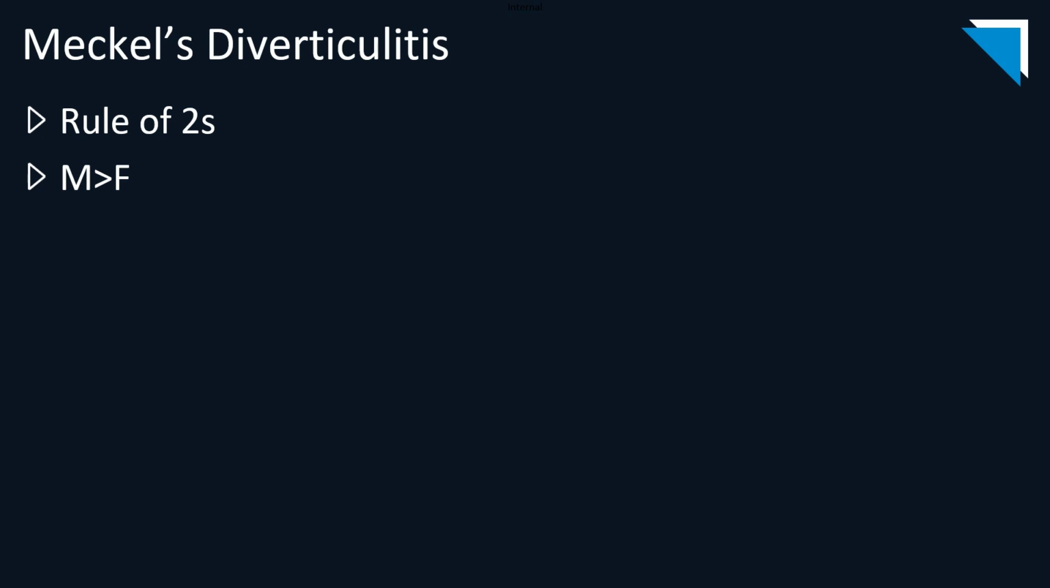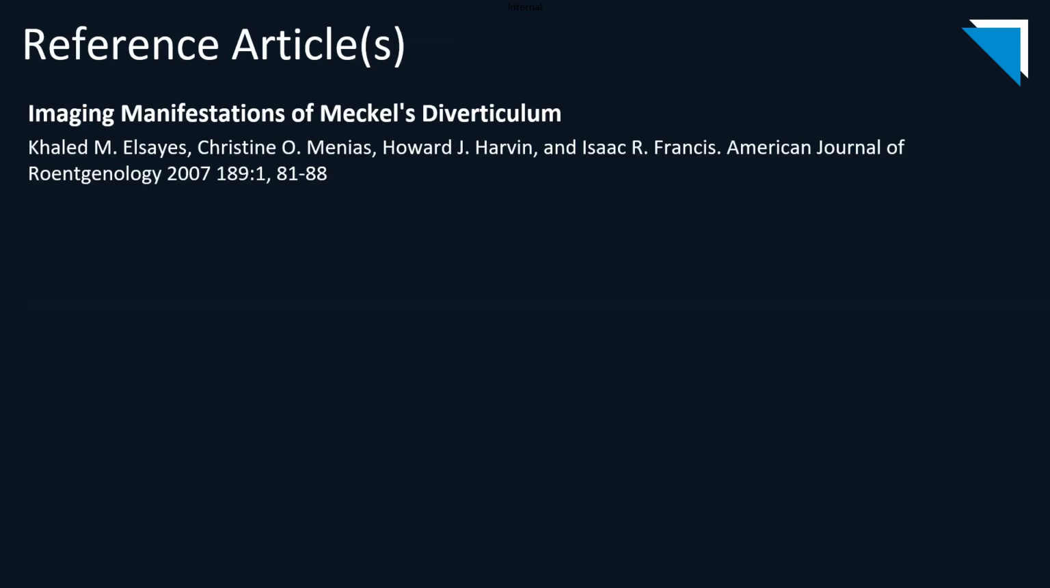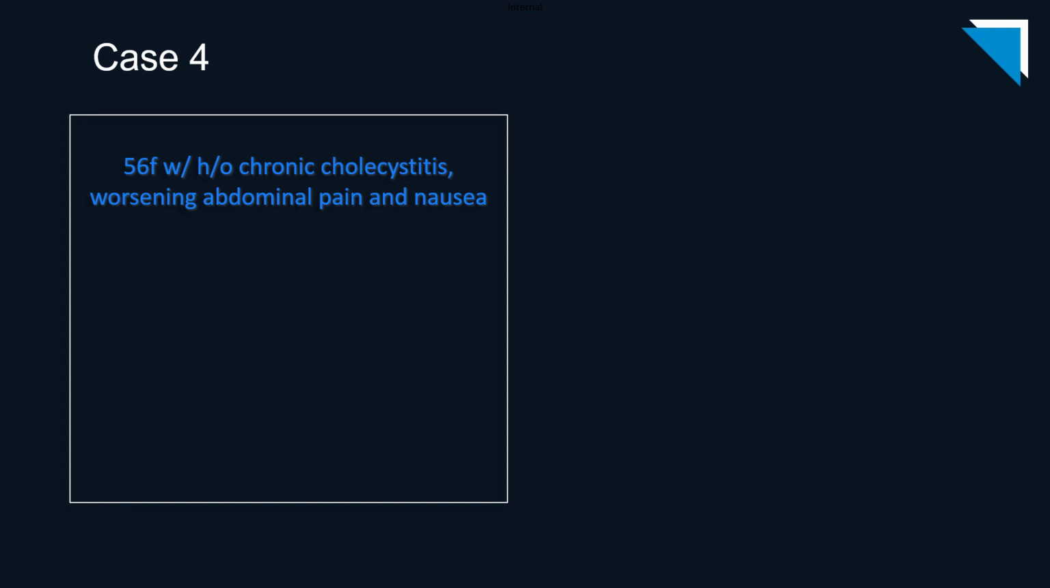While Meckel's diverticula appear with equal frequency among men and women, symptomatic cases of diverticulitis are more common in men. They typically present with right lower quadrant pain, so can mimic appendicitis, and painless rectal bleeding can occur due to the presence of ectopic gastric mucosa. And as I mentioned, technetium-99 pertechnetate scans are sometimes deployed to confirm the diagnosis. This AJR article provides a good overview if you're looking for some more information on the subject. Let's move on to our next case.